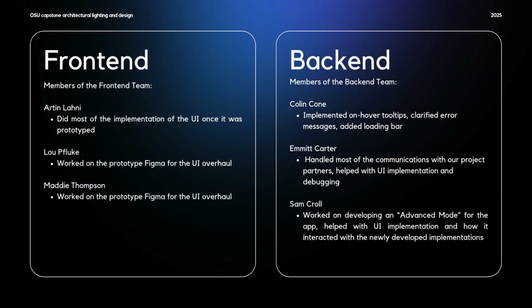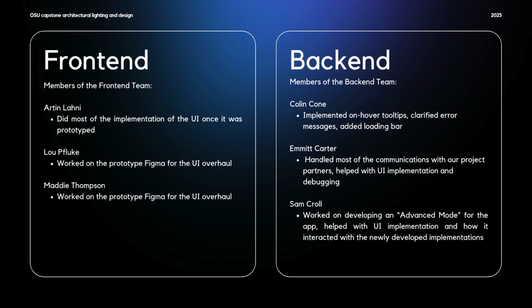We split our project group into two teams, front-end and back-end. One of the backlog items that our group was tasked with was a UI overhaul, so that was the primary objective of the front-end team. The back-end team had several implementations and improvements to make on the app, including improved error messages, image previews, and tooltips. Starting with the front-end team, Art and Lonnie played a major role by handling most of the UI implementation after the prototype was finalized.